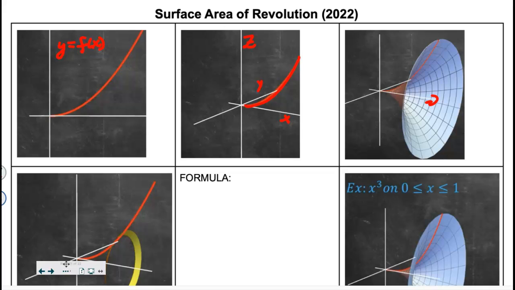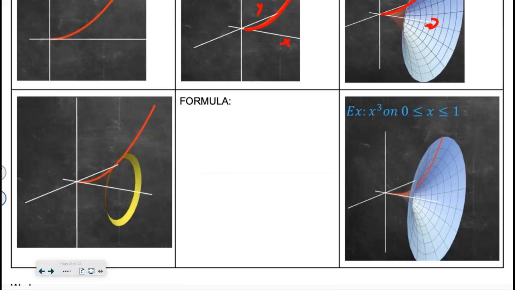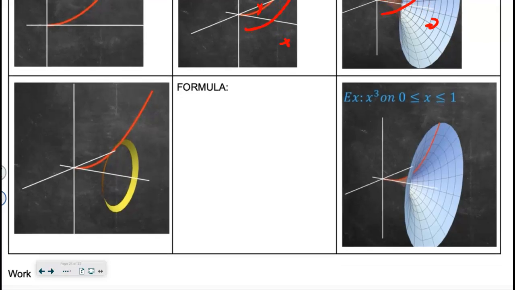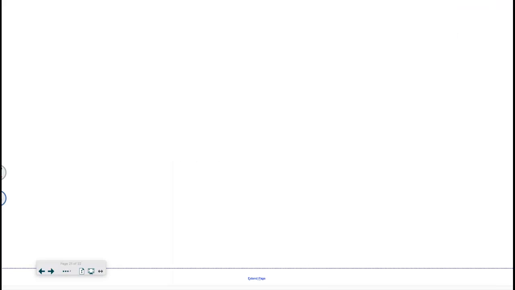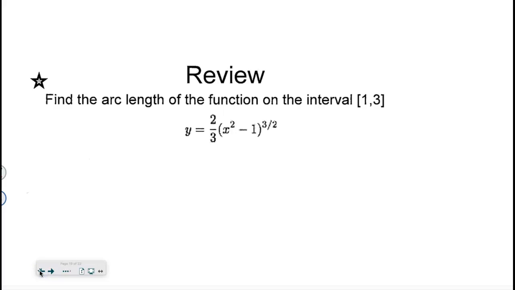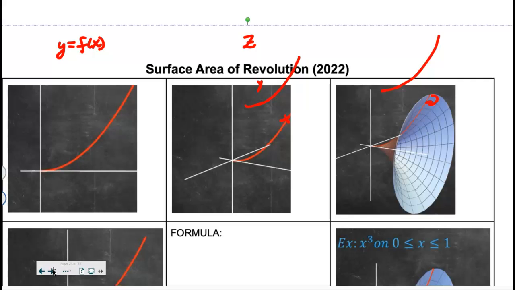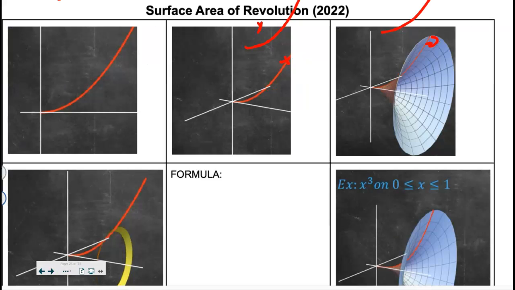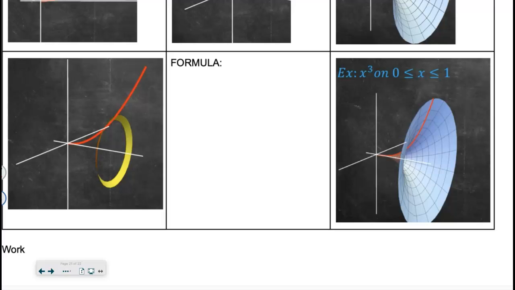Because what you do is you go on your function right here. So there's my function, y equals x cubed. I'm revolving it, and I want to find the surface area of revolution. Like if I were to paint the outside of the funnel, how much paint I would need. I'm going to bring this down a little bit. Where did it go? Just a second. I lost it. There it is. Okay, so anyway, when I go to this bottom left, I took the 3-dimensional piece away.